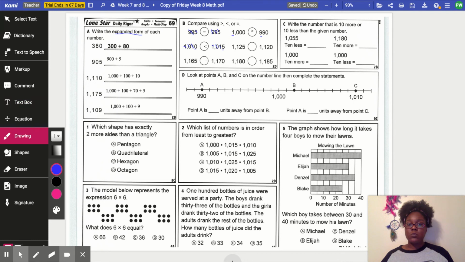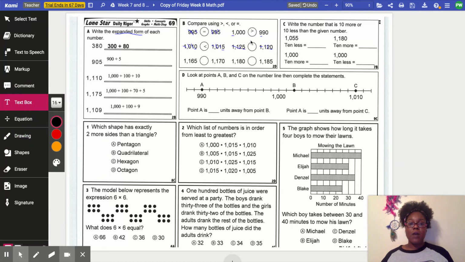On this next one, I have 1,125 and 1,120. The ones in the thousands place are the same. The ones in the hundreds place are the same. The 2 in the tens places are the same. I have a 5 in the ones and a 0 in the ones. I know 5 is greater than 0. So I know 1,125 is greater than 1,120.